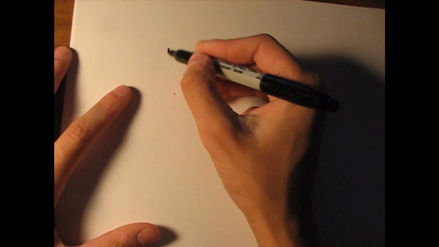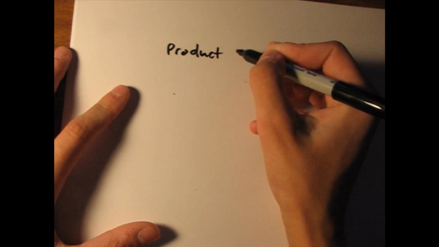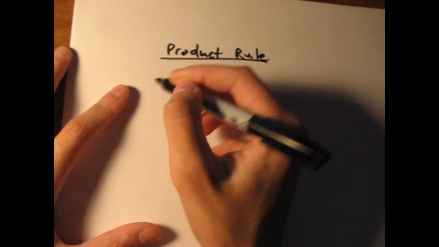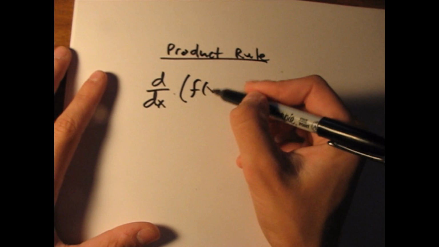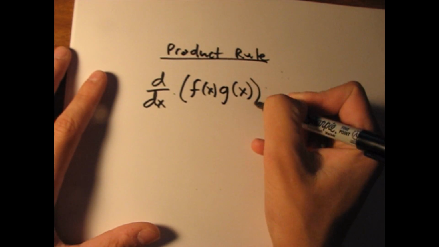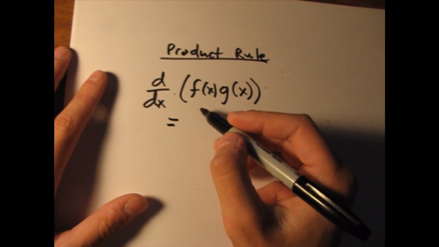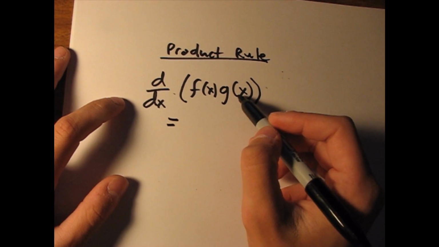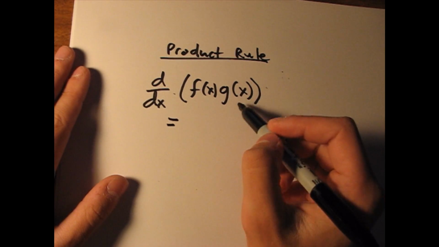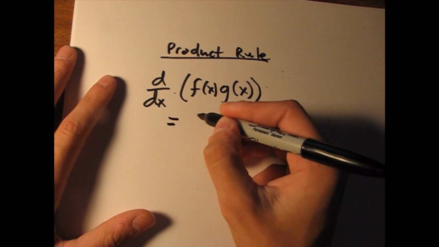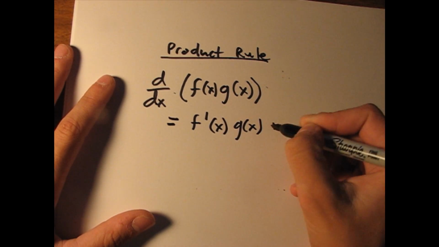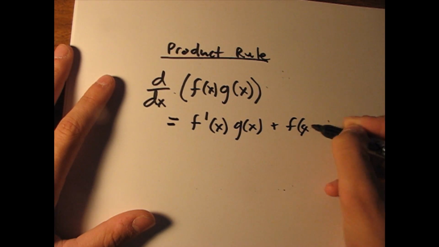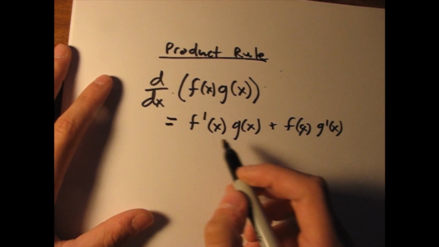Now, some more general rules, such as the product rule. It talks about the derivative of two functions that are multiplied together. And this equals the derivative of the first times the second plus the first times the derivative of the second. An easy way to remember this is just because it sounds nice: f prime g plus f g prime. F prime g plus f g prime.